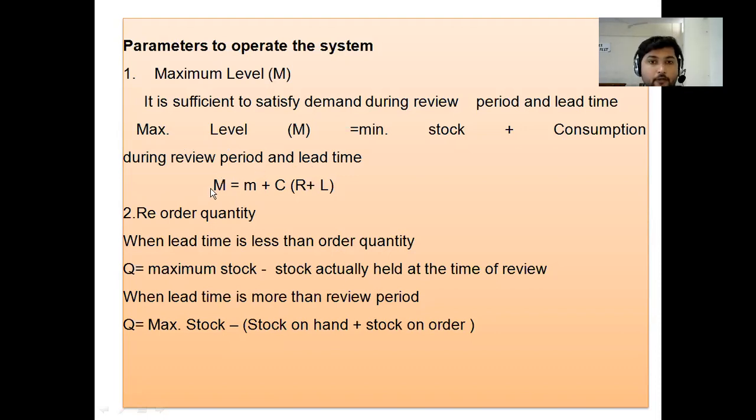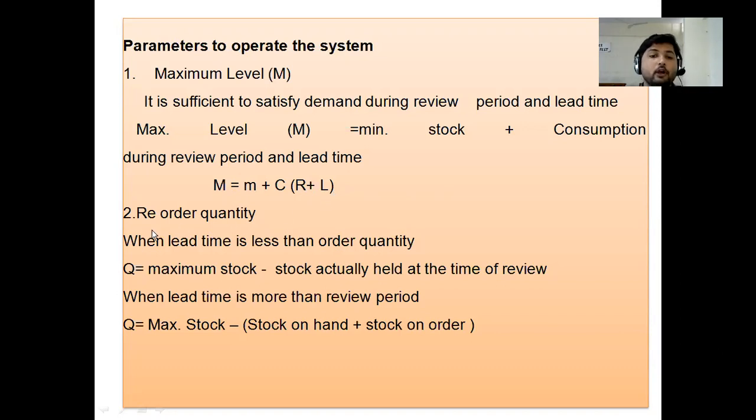Capital M represents the maximum level, which is equal to small m, the minimum stock or safety stock, plus C, the consumption rate or production rate if you consider. Then R is the review period time, and L is the lead time. The addition of these two provides the total time, and C is the consumption rate. So the maximum inventory level will be equal to M plus C times the bracket R plus L.